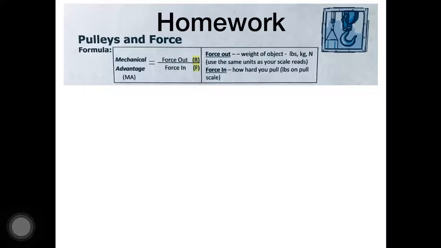The force in is how hard you are pulling, and this is labeled F. We were reading our pull scale, and we were getting different numbers, and we divided 4 by that number, and that gave us our mechanical advantage.